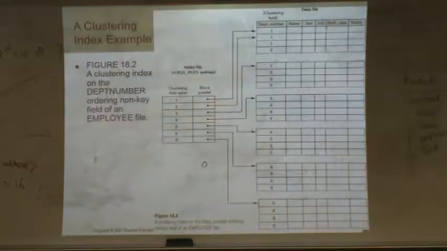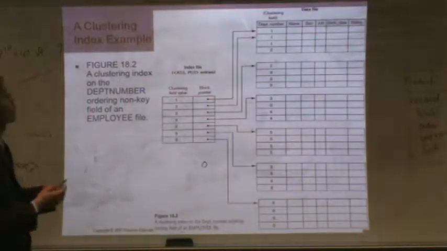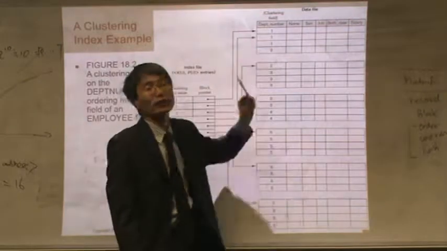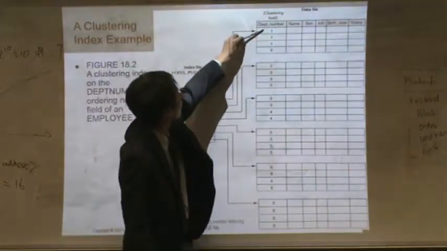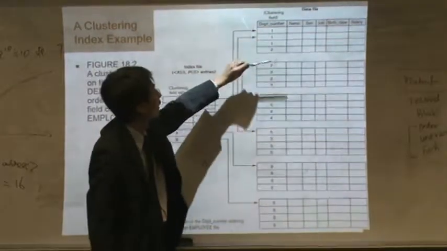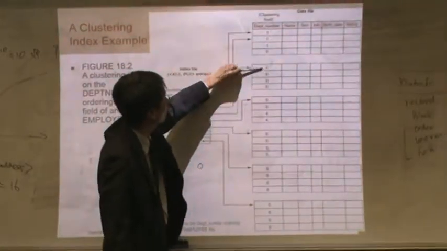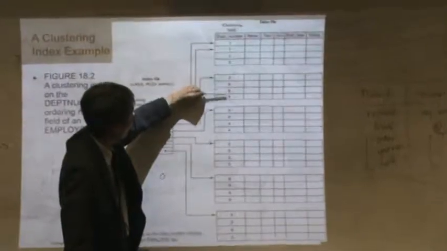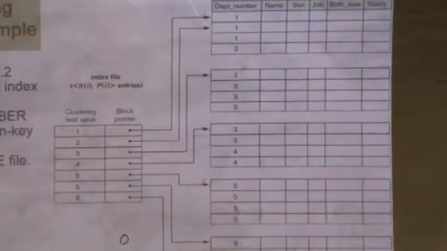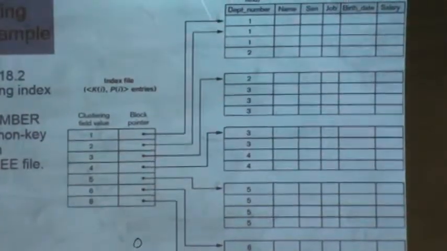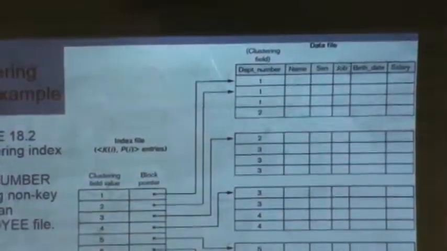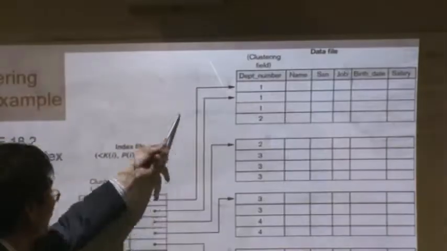This is an example. So why don't we sort the employee table by the department? How many employees for department number 1? 1, 1, 1, 3. Then 2, 2, 2, 2, 2, 2, and so on. Okay. Then how can we make the index for such a department number? We can get this one.